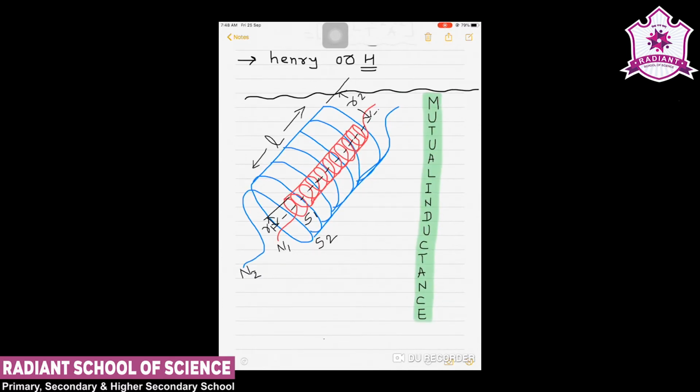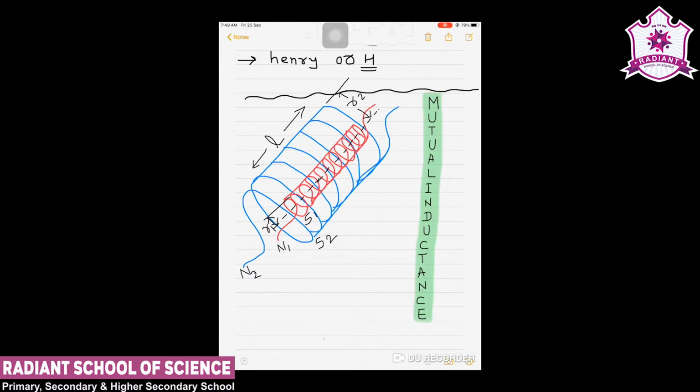Hello dear friends, now we will see a new concept called mutual inductance. To understand this phenomenon, we shall consider the figure drawn here. These two long coaxial solenoids, each of length L, are given. They are coaxial.